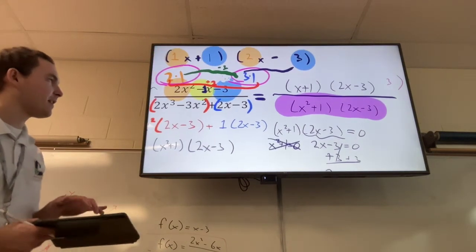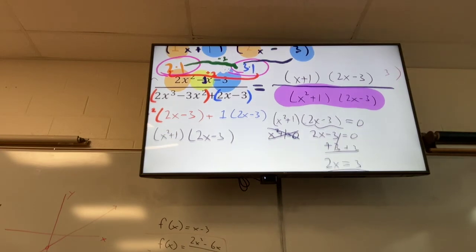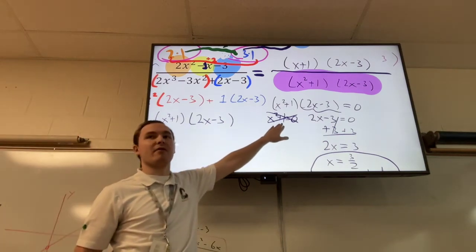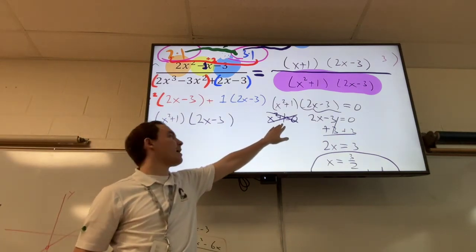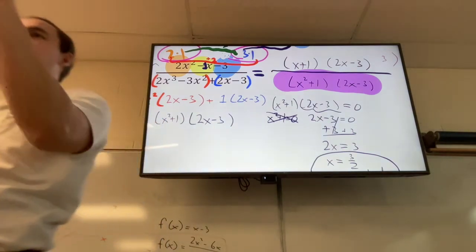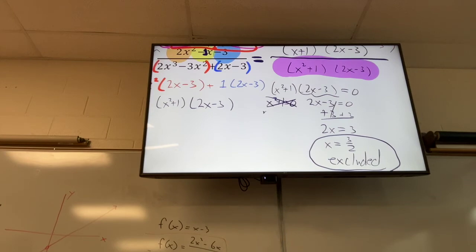And then I do what? What's my final step here? Why is the first one crossed out? There's no solutions. X squared plus 1 never equals 0. Yeah, because x squared is always positive and 1's always positive, so if you add two positive numbers, you can't get 0. So that's why it's crossed out. No solutions here.